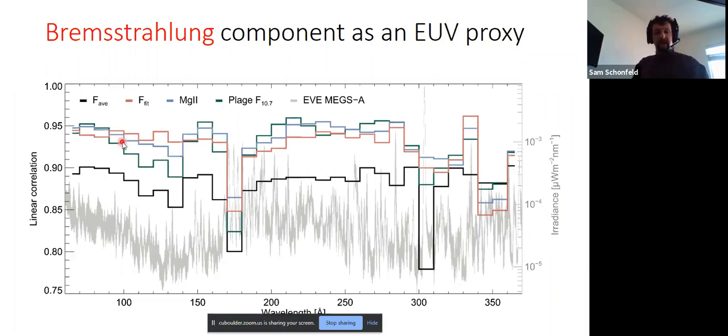And you can see that pulling out the gyroresonance component, just considering the bremsstrahlung fit to F10.7, improves the correlation across the EUV spectral range, to the level of these other indices, which are all better than the raw measured F10.7 across almost all the range. So then the next step is, what happens if we were to drive a model of the ionosphere, thermosphere system using this bremsstrahlung component of F10.7?